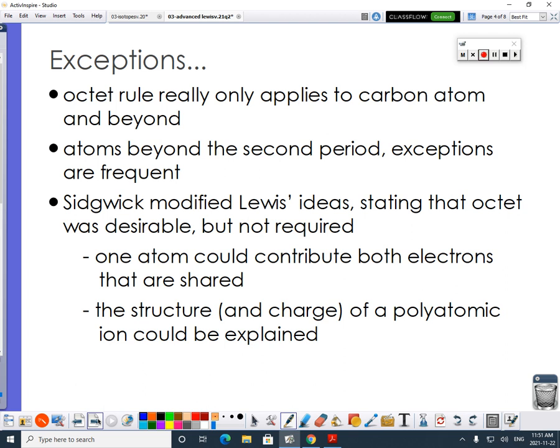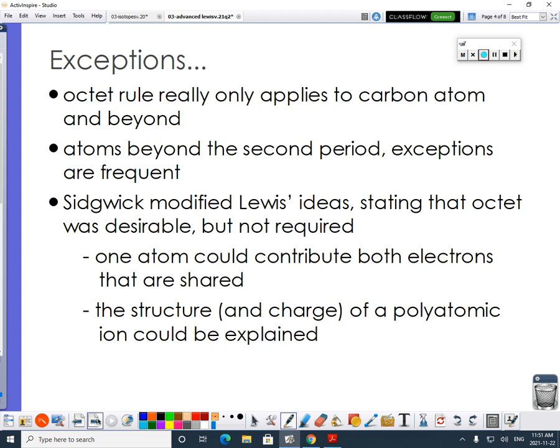And then once we get past the second period, then exceptions are frequent. So if you look at your periodic table, elements like chlorine, phosphorus, they have more than one charge written underneath them. And we don't really consider that in grade 11, right? So we're going to look at how those elements can break the rules and not do the count the column thing, okay?